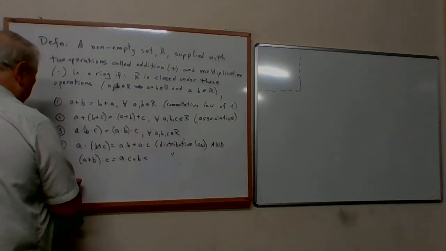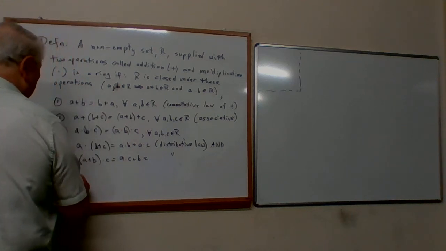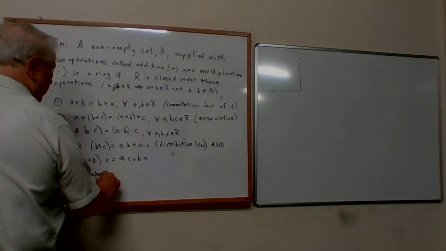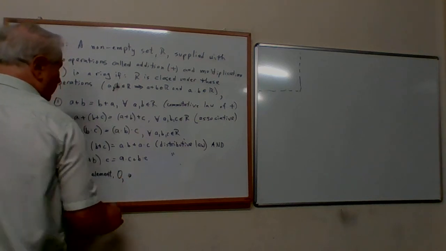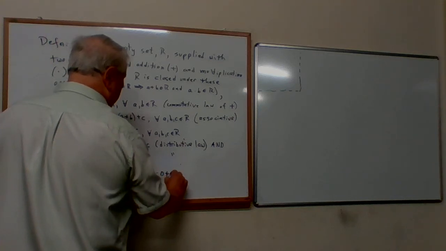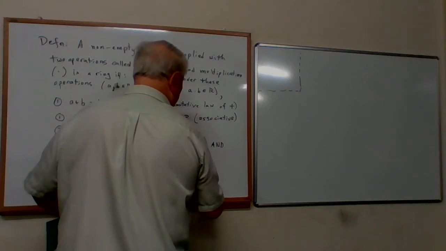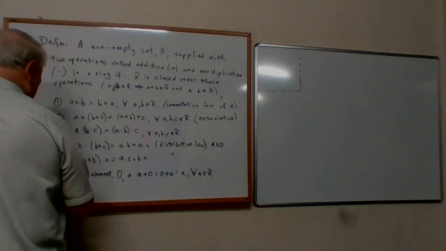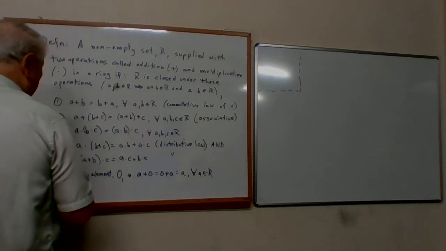Number 5. There exists an element 0 such that A plus 0 equals 0 plus A equals A for every element A in the ring. And you're very familiar with 0.